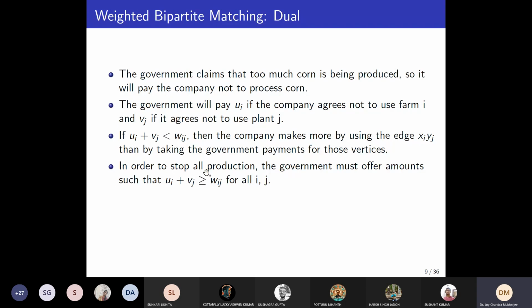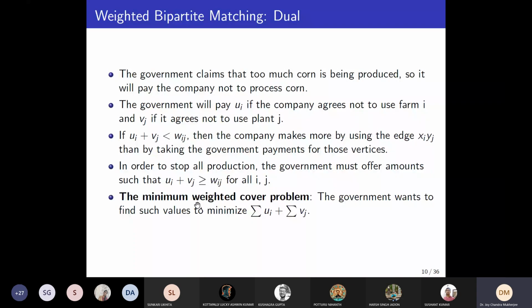So in order to stop all the production, what should the government do? The government must offer some amount such that Ui plus Vj must be greater than or equal to Wij for all i, j. In that case, the company won't use their farms or their processing plants because they are getting compensation from the government anyway. So there is no point in producing the corn. So the minimum weighted cover problem is what the government wants to solve.